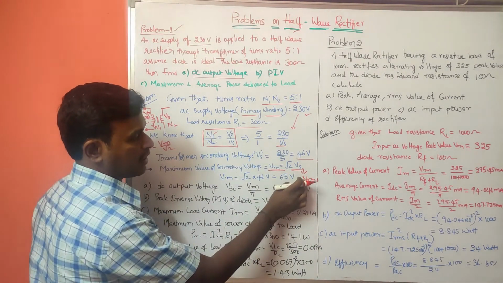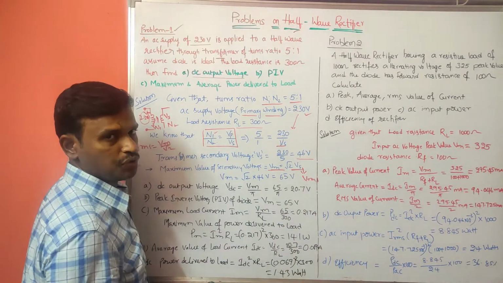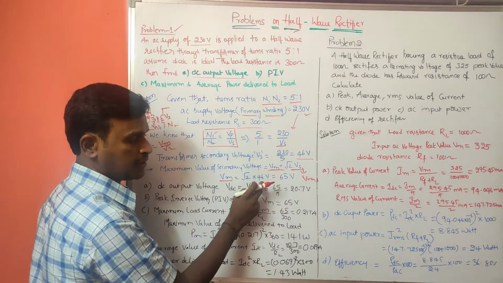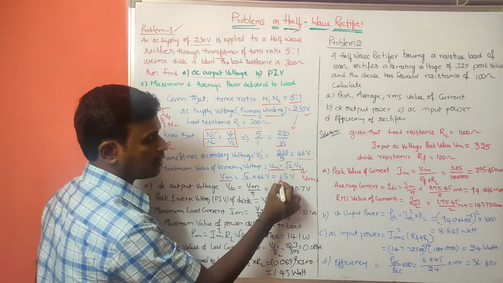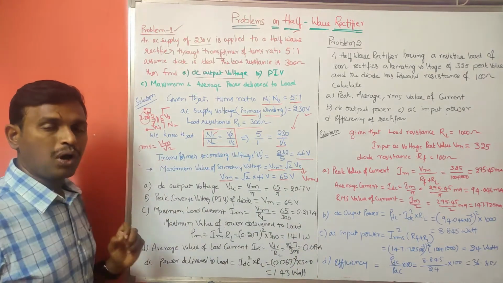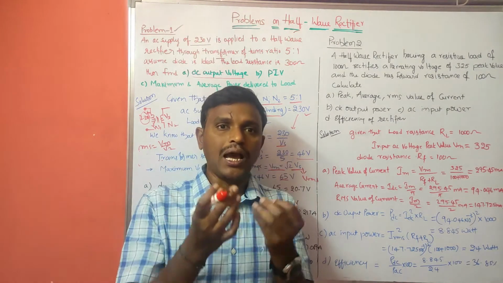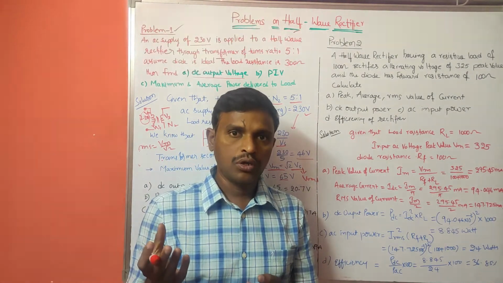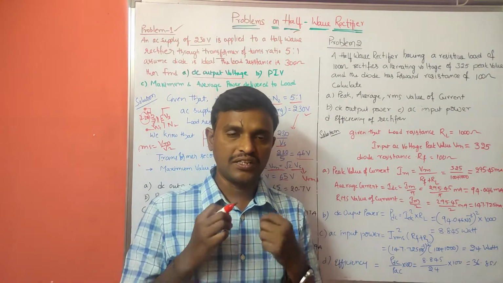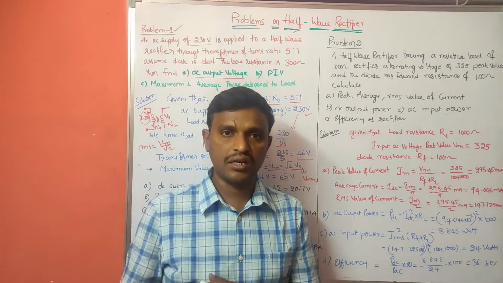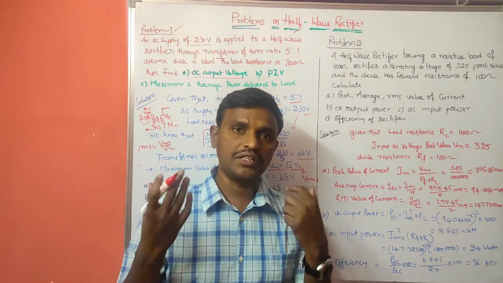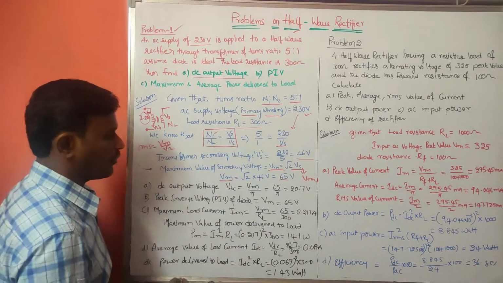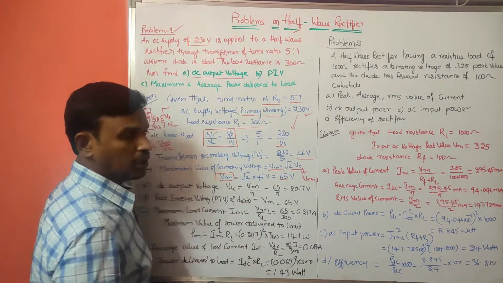The transformer secondary voltage is 46 volts. Therefore, the peak value Vm is equal to root 2 into Vs, that is root 2 into 46 volts. If you find this value, you will get 65 volts. Once we have the peak value, we can find VDC and IDC, that is DC voltage and DC current. DC power and AC power also we can calculate. So here we got the Vm.